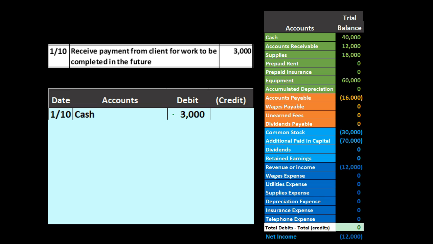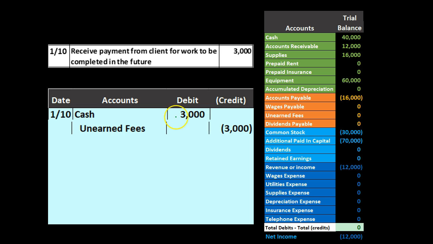So we're going to debit cash. We can't credit revenue because we haven't done any work yet, and under the revenue recognition principle, we credit revenue when work is done. What we're going to credit instead is an account called unearned fees, unearned revenue, or unearned income. That's going to be a liability account, so it's a credit to the liability.